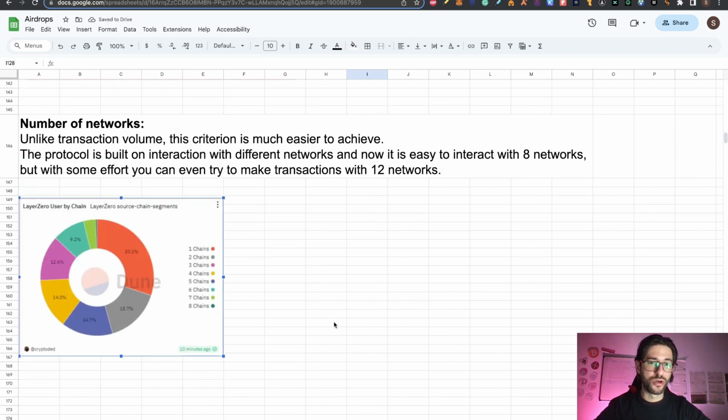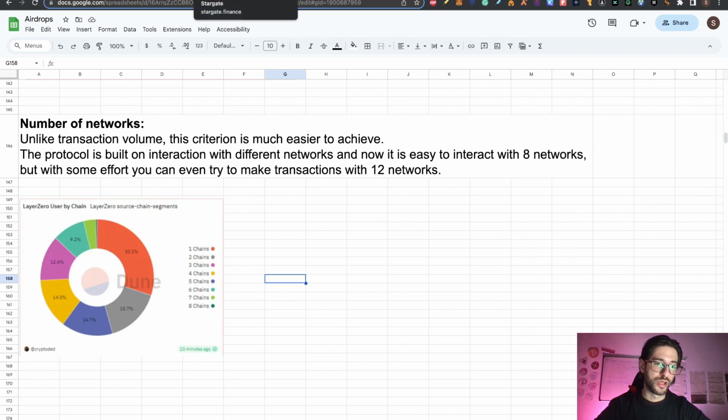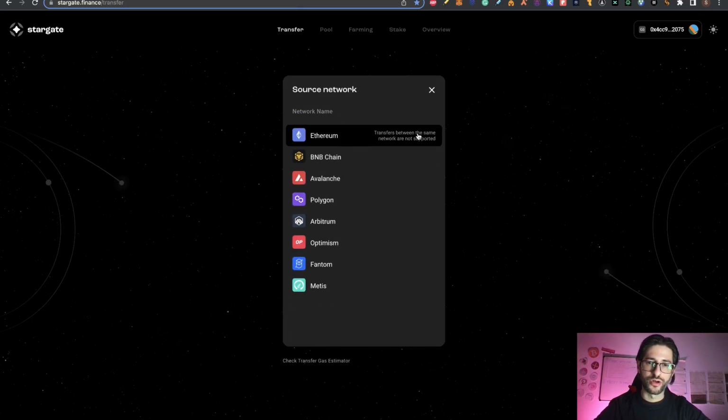And the next criterion is the number of networks. Unlike transaction volume, this criterion is much easier to achieve. The protocol is built on interaction with different networks, and now it's easy to interact with the 8 networks. So the 8 networks are the ones that we already commented on here, but you can go and do transactions in each of them. So that will be important. Not only use the transfer function there, but use layer 0 protocols that run in those layers, in those networks.